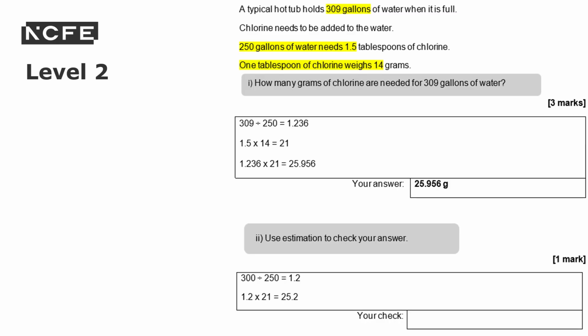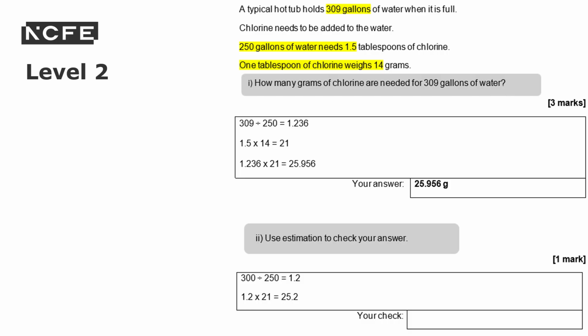And when it comes to the check, use estimation to check your answer. They've actually rounded the total number of gallons to start with. So they've rounded the 309 to 300, divided that by 250 to give them 1.2. And then they've done the 1.2 times 21 to reach 25.2. So they've used an estimation, they've used rounding, and they've done the calculation and shown their answer so they could gain a mark.